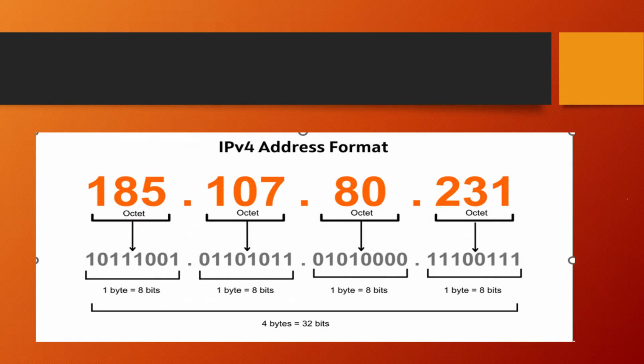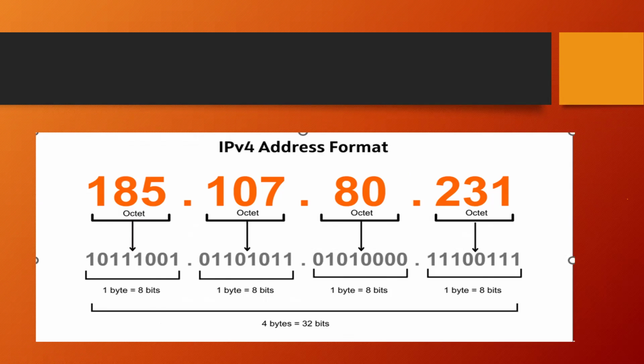So I think till here, you don't have any problem with IP addresses, right? So what is an IP address? An IP address is nothing but a 32-bit address, and it is present in OSI model layer 3.